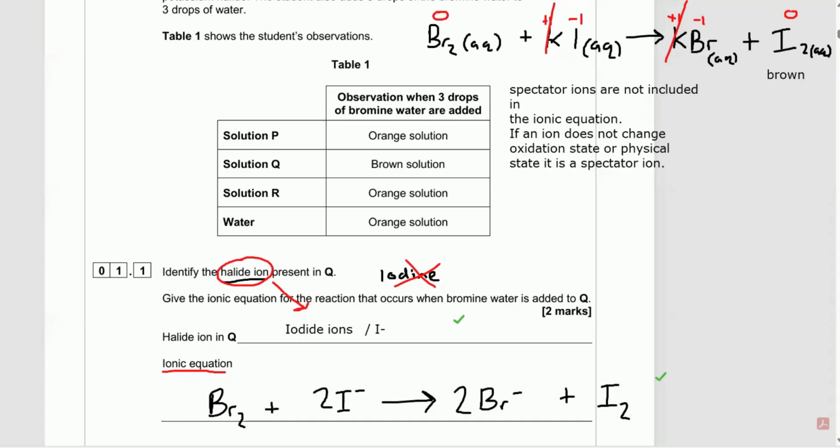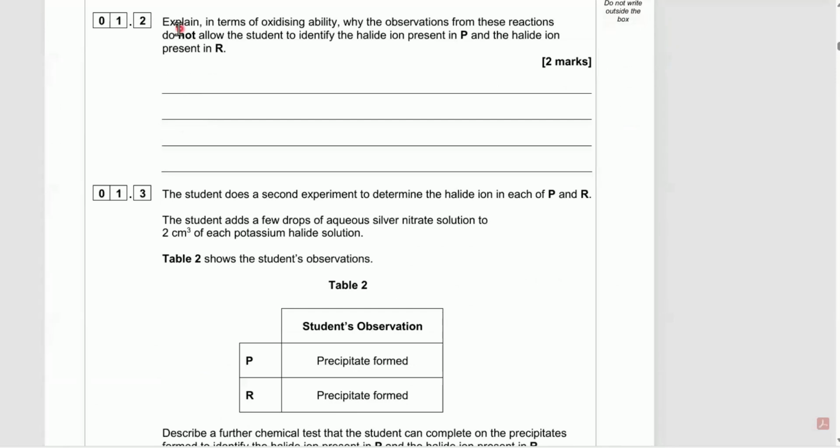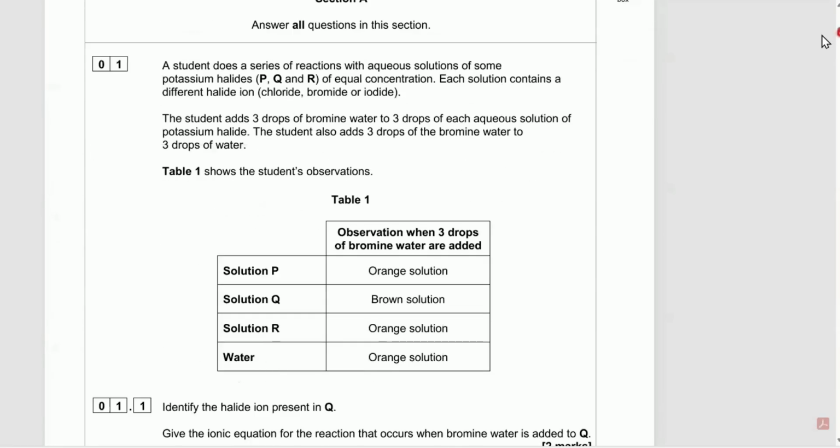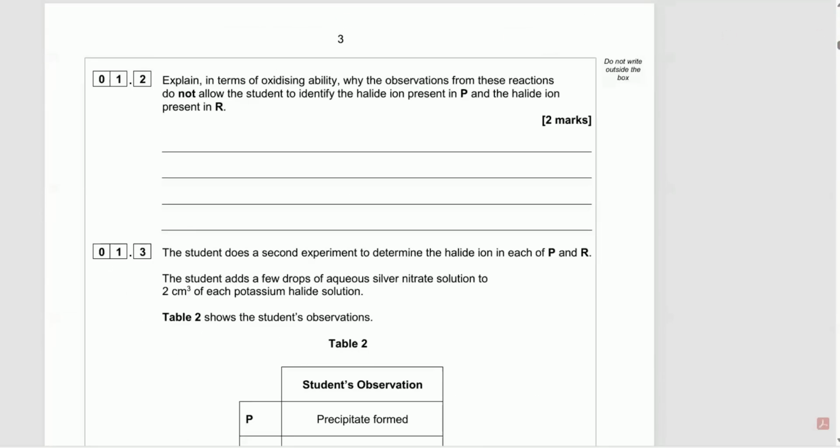So moving on to the next part of the question, which is going to be 1.2. We are asked, explain in terms of oxidizing ability why the observations from these reactions do not allow the student to identify the halide ion present in P and the halide ion present in R. We'll look at the table. The halide ion in P went orange with the bromine water. The halide ion in R went orange with the bromine water. Now we know that one of them is chloride ions, one is bromide ions. Why does that not let us know?